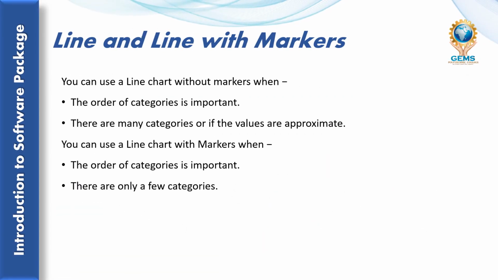So line and line with markers: you can use a line chart without markers when the order of categories is important and there are many categories or if the values are approximate. You can use a line chart with markers when the order of categories is important and there are only a few categories.